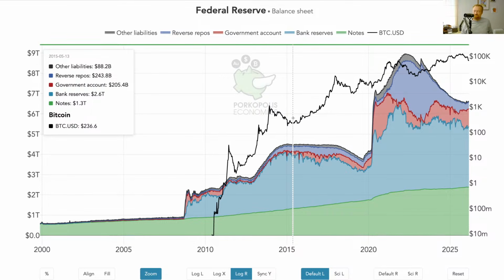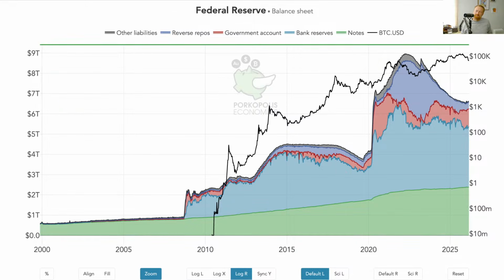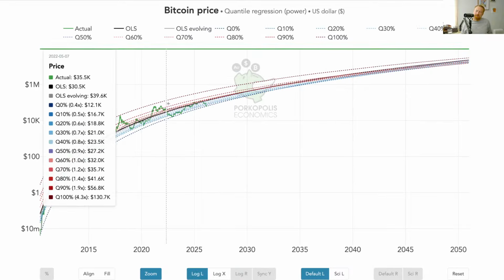But the bigger indication of what's really happening in Bitcoin is not, I would say, the money supply. It's more about the power curve.